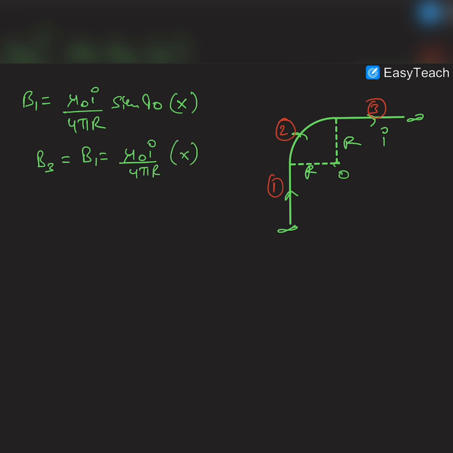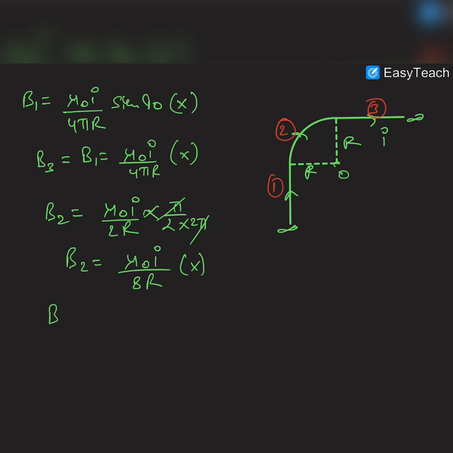And B2 will be equal to mu naught I by 2r for a full ring, and you can see that this is a quarter ring. The quarter ring makes an angle of 90 degrees at the center, and therefore we can multiply it with pi by 2 divided by 2 pi. So directly we can also multiply the complete magnetic field with 1 by 4. So B2 will be equal to mu naught I by 8r. The direction is also into the plane of the screen.